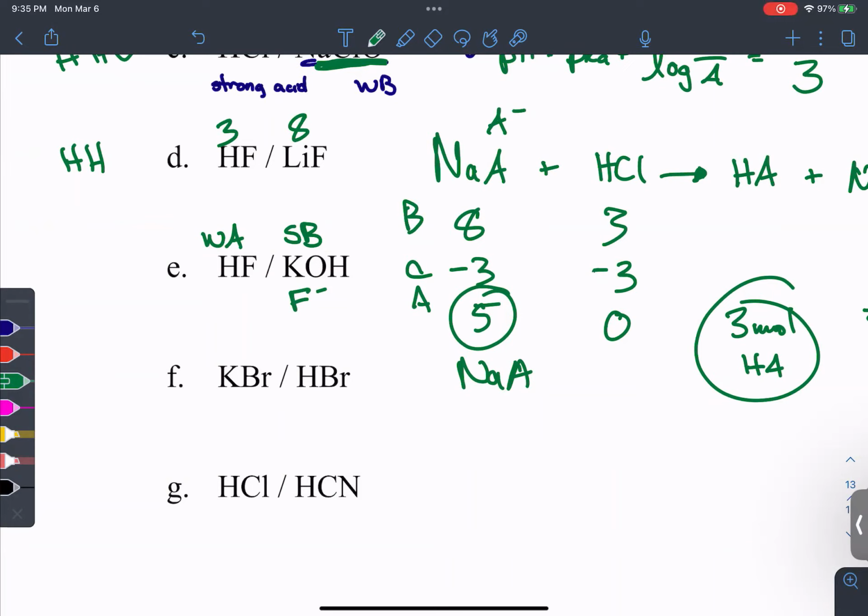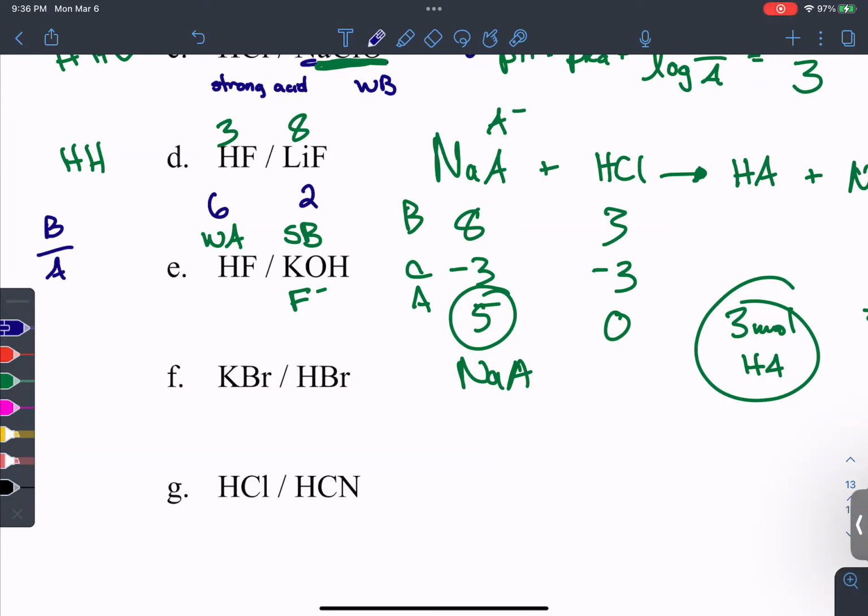All right, so let me pick some numbers. What if I have 6 millimoles of HF and 2 millimoles of KOH? What's my base to acid ratio that I put into the Henderson-Hasselbalch equation? Is it 2/6?